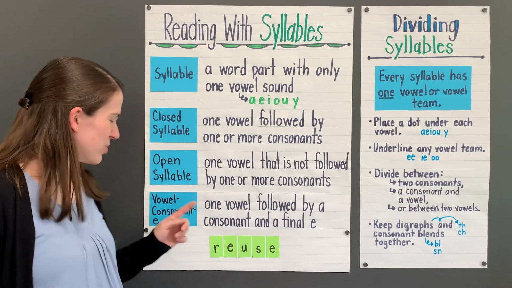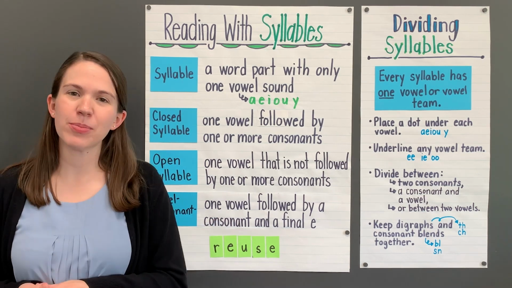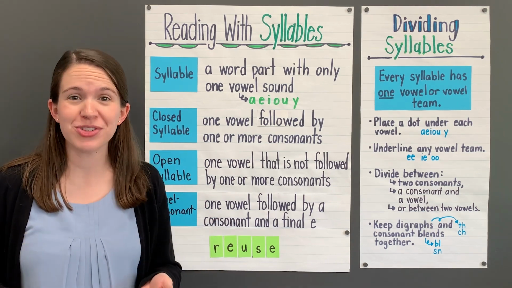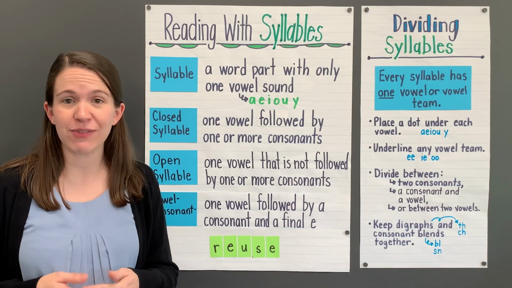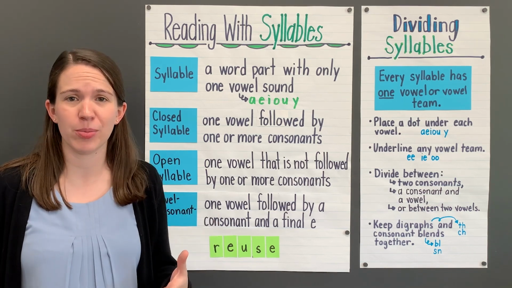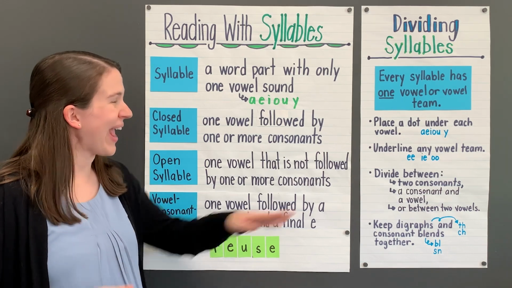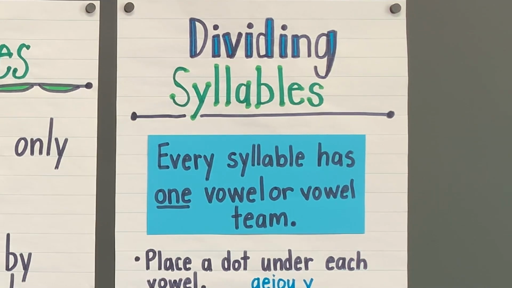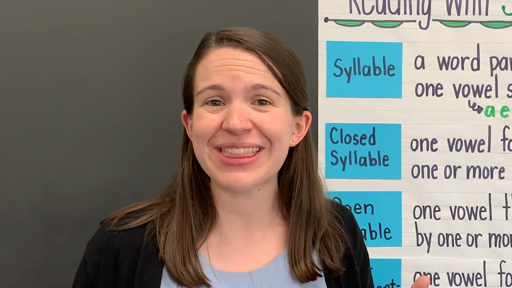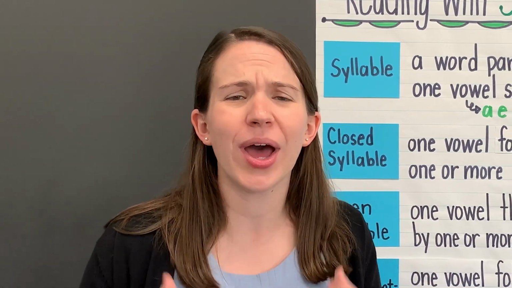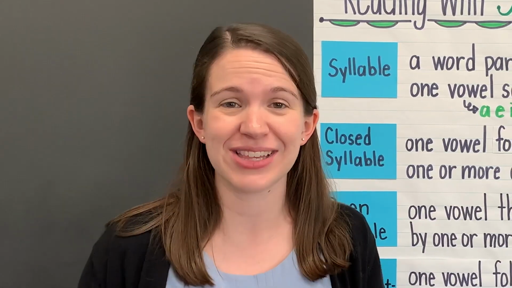As we start to use the vowel consonant E syllable to read longer words, there are some tips that we can follow to split these words into syllables. First, we have to remember that every syllable has one vowel or vowel team. Another way to say that is that there is only one vowel sound in a syllable.